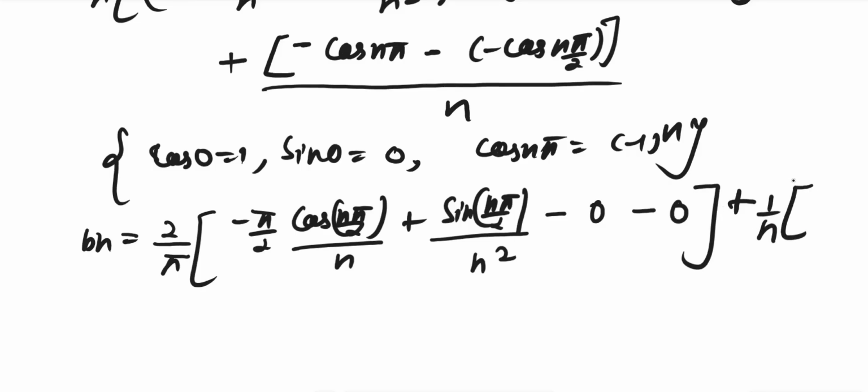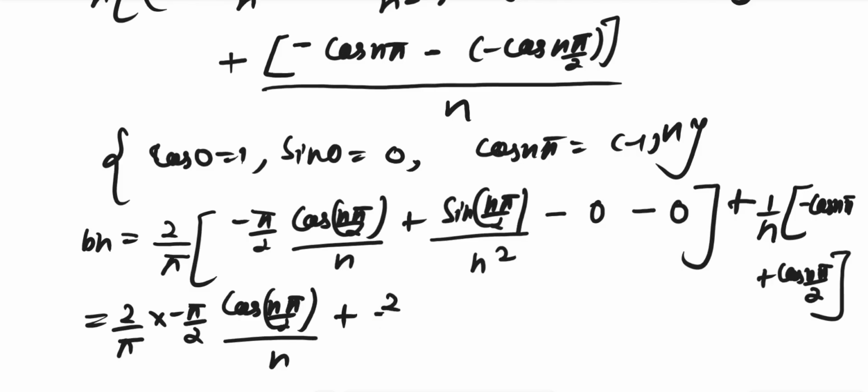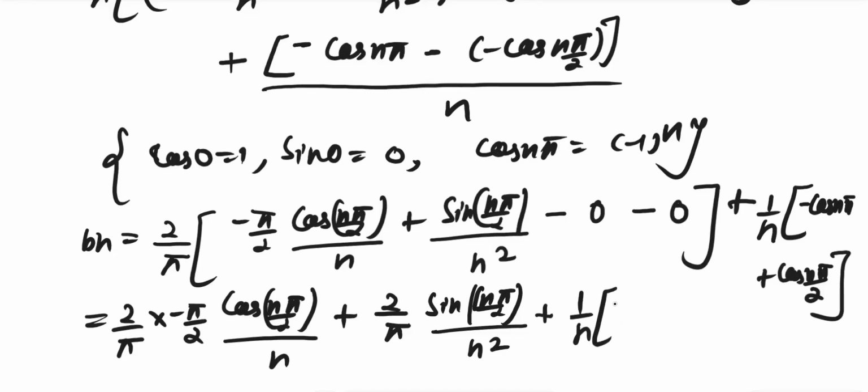1 upon n minus cos n pi plus cos n pi divided by 2. So it is 2 upon pi multiplied by minus pi by 2 cos n pi by 2 divided by n plus 2 upon pi sin n pi by 2 divided by n square plus 1 upon n in bracket minus cos n pi is minus 1 raised to the power n plus cos n pi by 2.